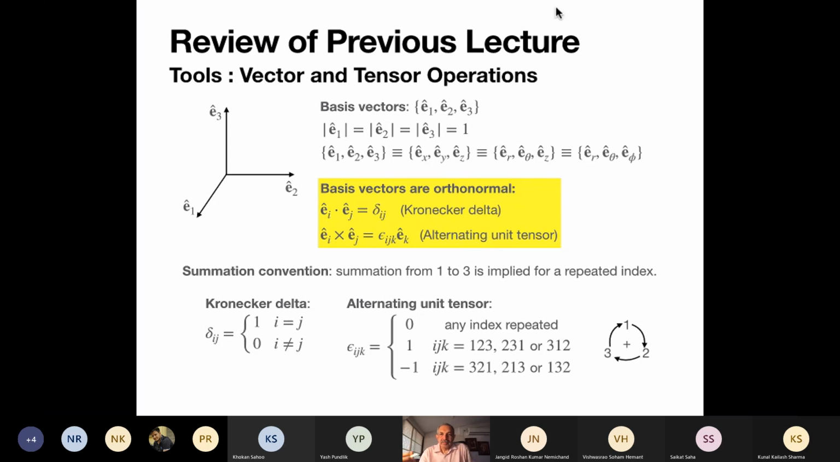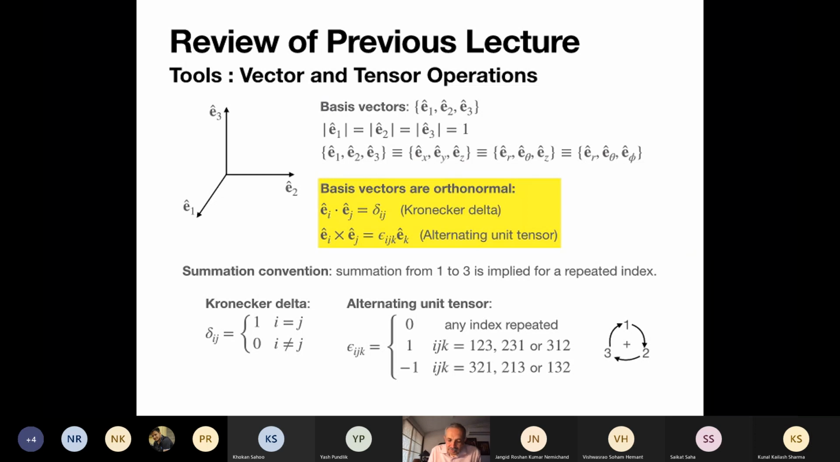Okay, good. Thanks. So we are talking about vectors and tensor operations. These are the basis vectors E1, E2, E3. The unit vectors have unit magnitude, so the magnitude is equal to 1. And we can write this E1, E2, E3 as either Ex, Ey, Ez, or Er, E theta, Ez, or Er, E theta, E phi. So this is Cartesian coordinates, cylindrical coordinates, spherical coordinates, and like that.